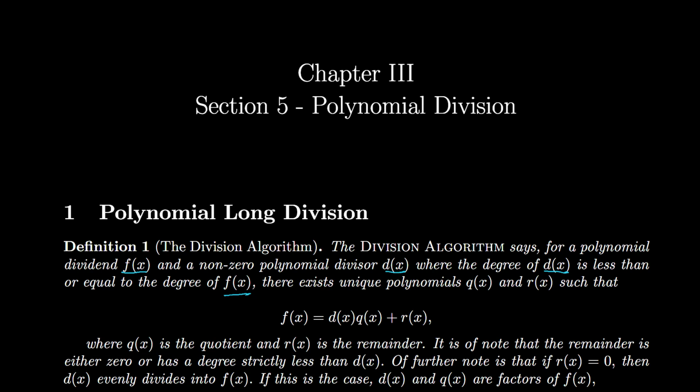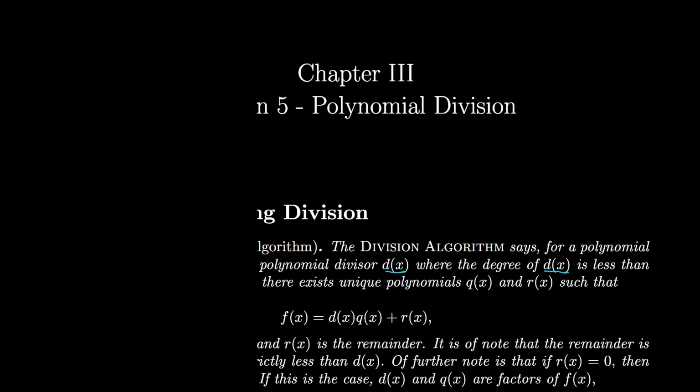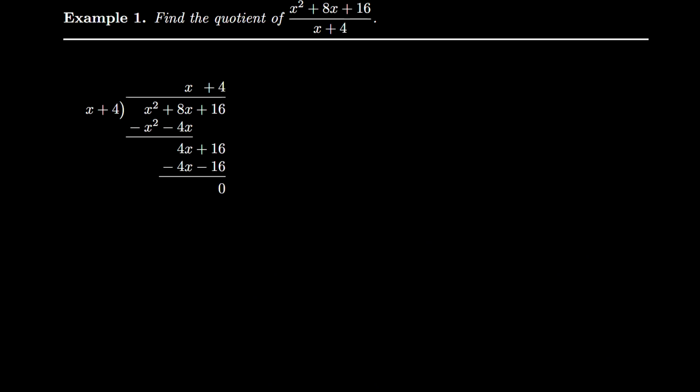And the good news is you already have been doing this forever. This is literally just what factoring is, except in a much bigger way. But let's take a look at an example and figure out exactly what this all means. Example: find the quotient of x squared plus 8x plus 16 over x plus 4. So we want to do this division and figure out exactly how it works. And you can see, actually, it's been typed up for you. That's what it's going to look like.